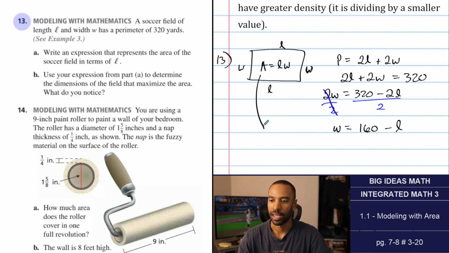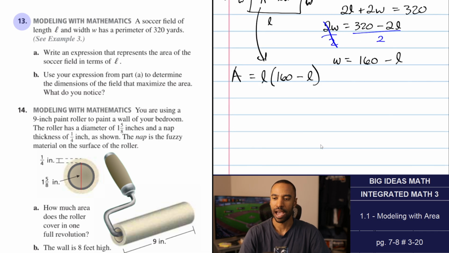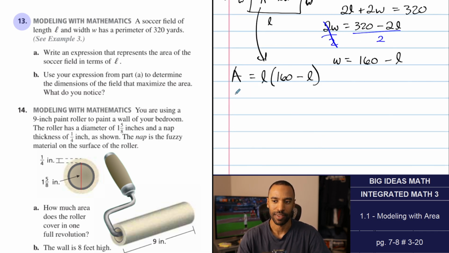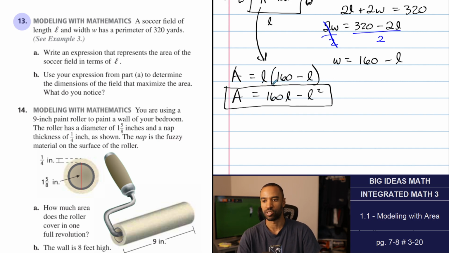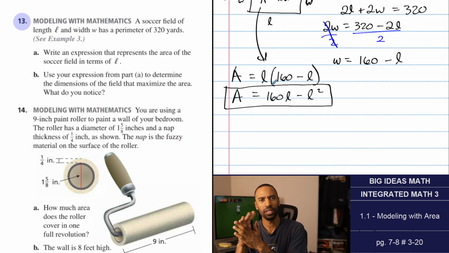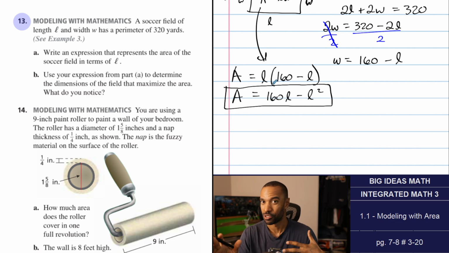So if area is length times width, let's substitute 160 minus L for W, and now we have an area expressed in terms of L. And I like to distribute something like this here. This would be 160L minus L squared. That's the best representation of area for me. It kind of shows the quadratic representation that it is. And it's really nice to do this as well because you'd have to take calculus to talk about how you maximize without use of a calculator.